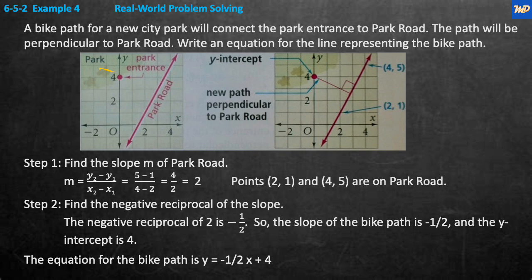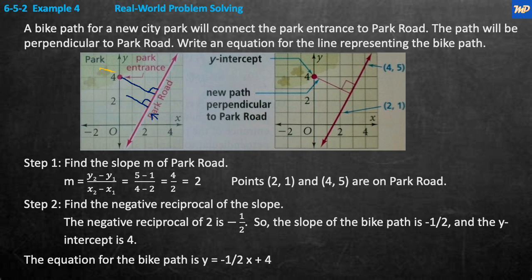So what do they want us to do? They want us to draw a line, I guess, or what does it say? Write the equation for the line representing the new bike path, okay? So now that we have that, here's Park Road. Let me get a different color here. So here's Park Road right here. And we want a line perpendicular to it, like that, right? It's got to come right here from the park entrance. And I'm going to try and draw a perpendicular. It's not going to be exact, but that's what they want us to draw. A bike path from the park entrance right to Park Road.